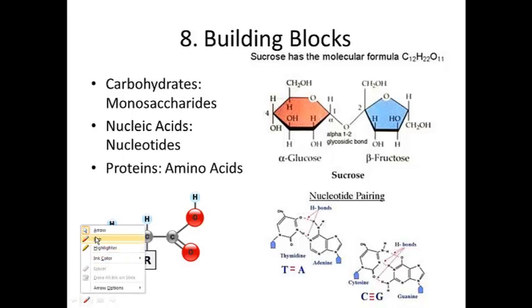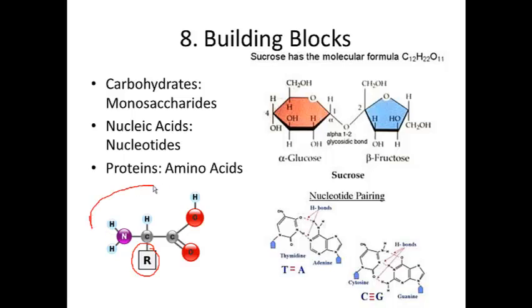This R group right here, we call this an R group. This can be a different molecule depending on what the amino acid is. So this part right here is the same for all amino acids. This part changes for each type of amino acid.